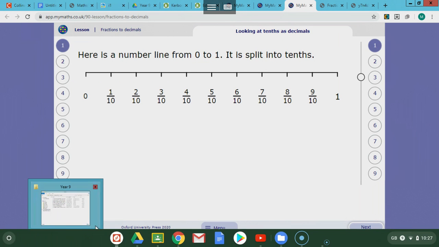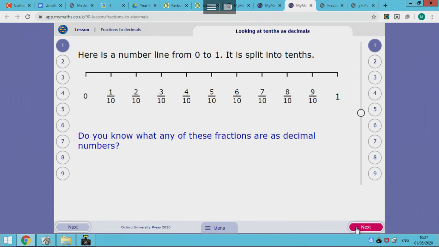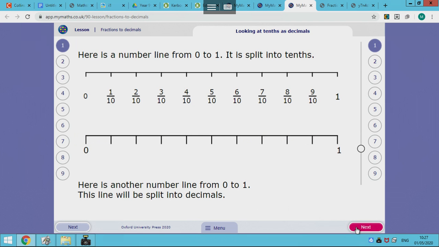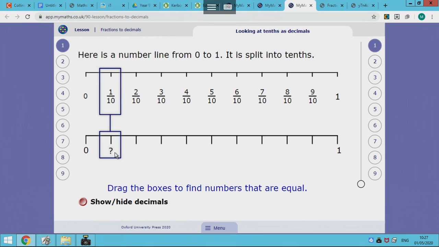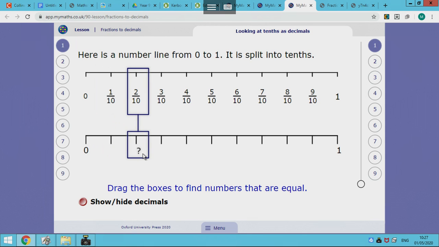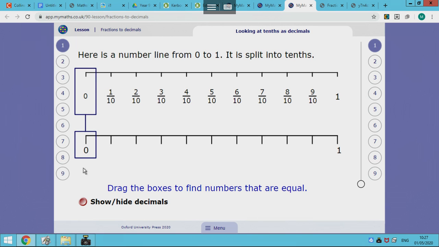So let's have a look at the equivalent decimal line. So we've got the fractions from 0 to 1 split into 10, so 1/10, 2/10, 3/10. I want you to think about, before I reveal it, what do you think would go on this decimal line here? What kind of decimals do you think would go there? So we know that 0 and 0 are equal to each other. 1/10 and something are going to be equal to each other. 2/10 and something are going to be equal to each other. And I'm just going to show you what they are. And you probably know this already.